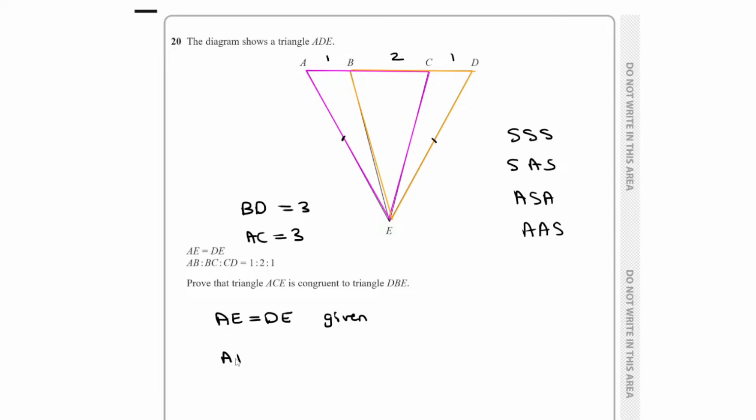How could we write that? AB plus BC is the same as BC plus CD, isn't it? You could write it like that.